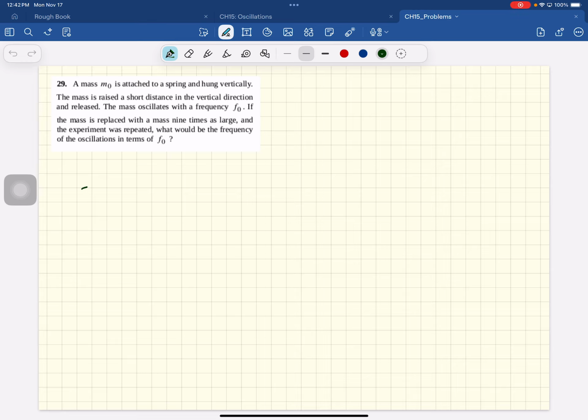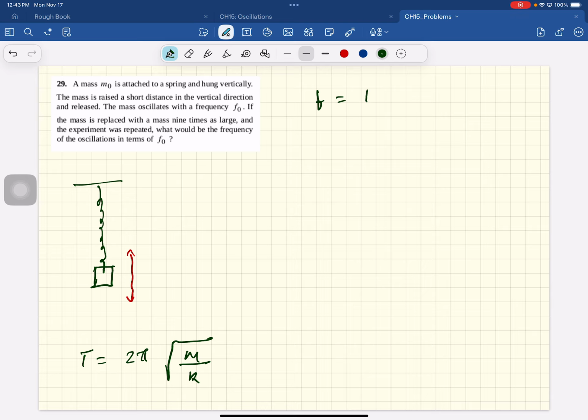Okay. So this is really just knowing the formula. Like you guys did in lab, you set this in oscillation. It will oscillate back and forth. Okay. And the period of oscillation is given by this formula. And the frequency of oscillation is the inverse of the period.